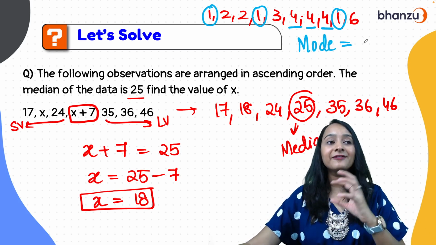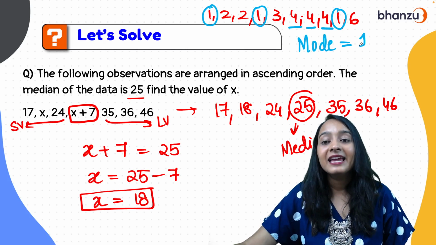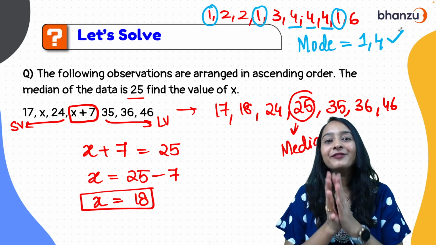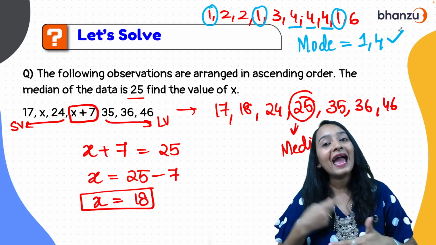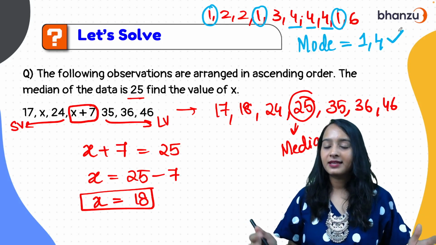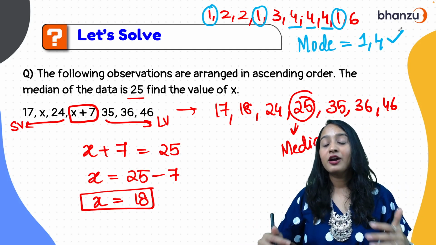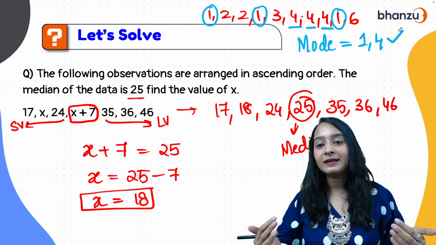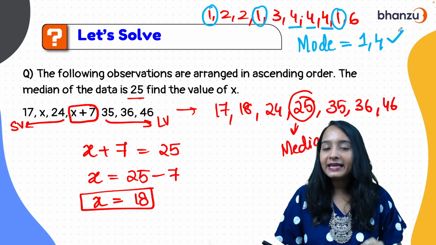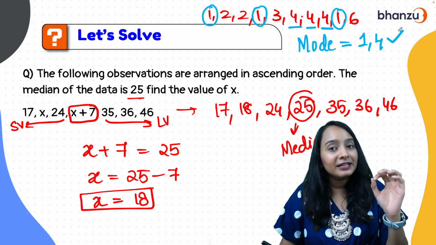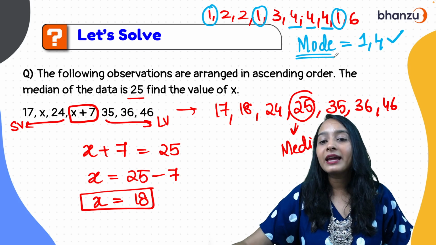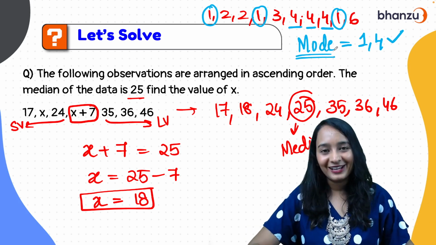Now, mode has a very special feature. It can have 2 values. So, the mode of the data is 1 and 4, because both of them are repeating themselves an equal number of times. 1 is repeating 3 times. 4 is also repeating 3 times. So, the mode can have 2 values. But median, range, or arithmetic mean can only have single values. Please remember that mode can have more than one value.